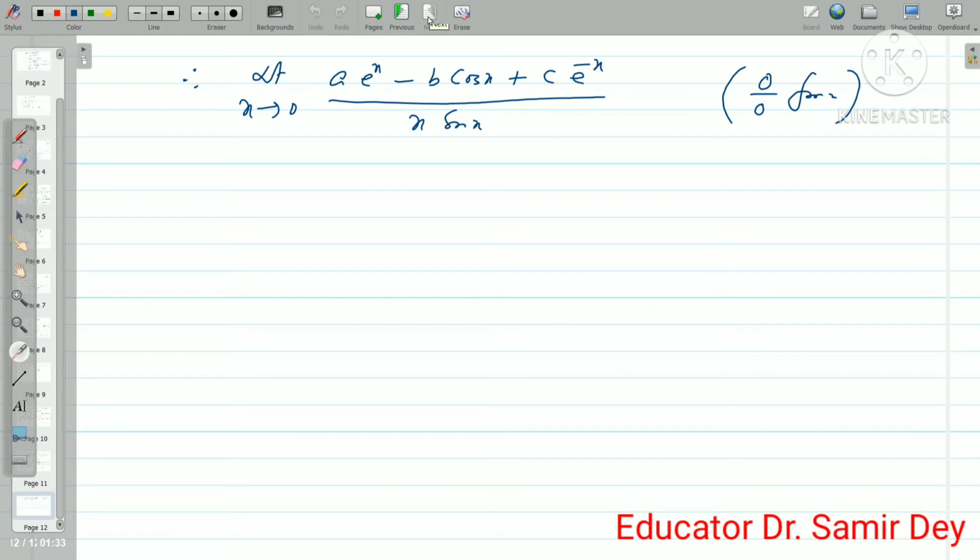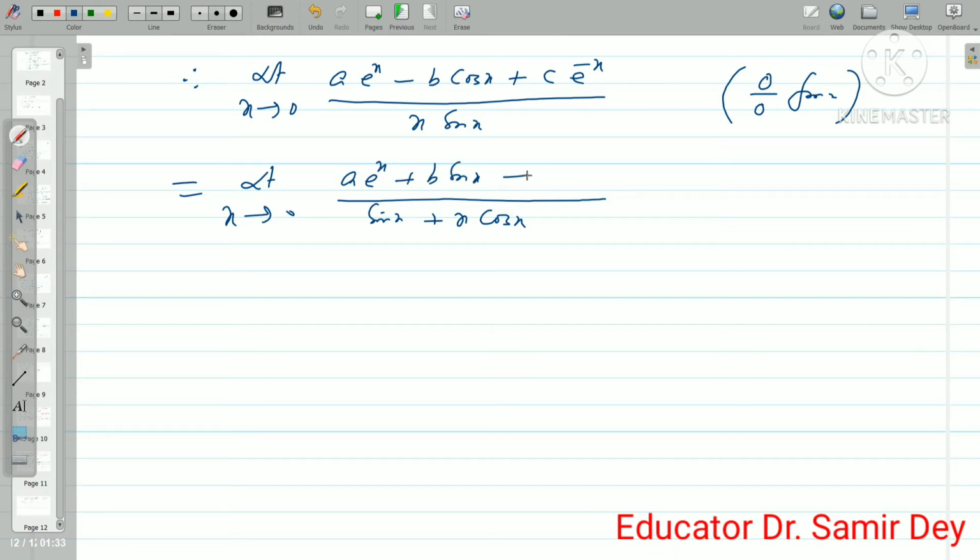Now if you have 0 by 0, this is your assumption part. So limit x tends to 0. Now differentiate this, that is sin x plus x cos x. So from here you may write a e to the power x plus b sin x minus c e to the power minus x after derivative by L'Hospital's rule. Clear? Now you can see your limit, when x tends to 0, this goes to 0, this also goes to 0, but here 0 plus this also, this is 0 minus c.